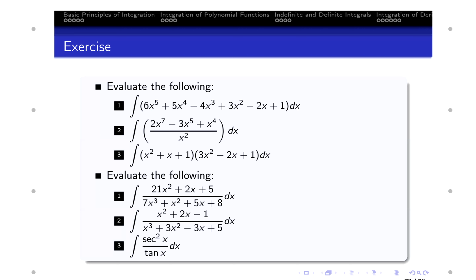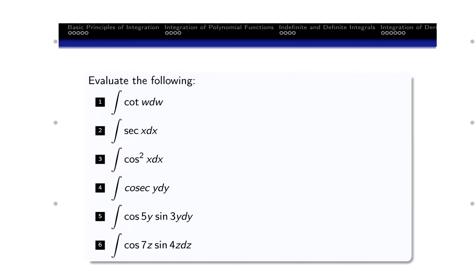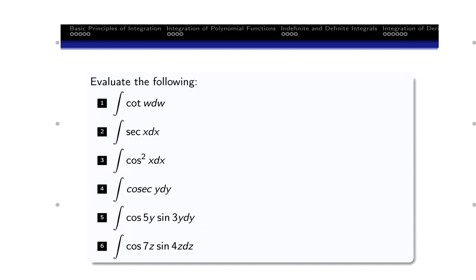So here you want to evaluate cot w dw, sec x dx. These are integrals of trigonometric functions: sec x dx, cos squared x dx, cosec y dy, cos 5y sin 3y dy, cos 7z sin 4z dz. If you check the formulas I showed you, if your answer is correct, you will know because I've put some of those there. This particular one is like what we did when we were integrating sine squared x. You need to use some trig maneuvering. So you can try them out.